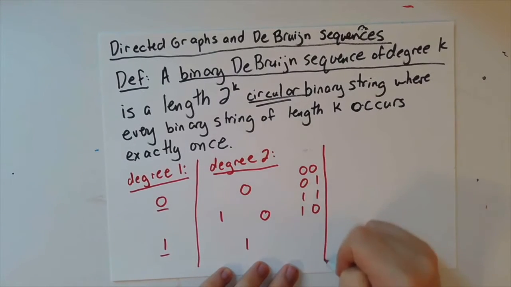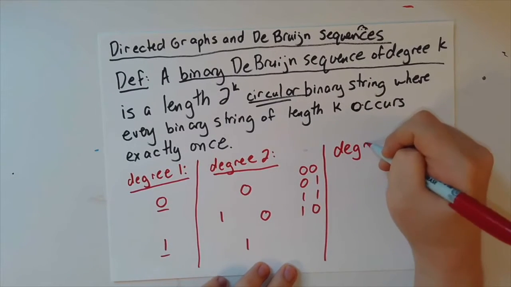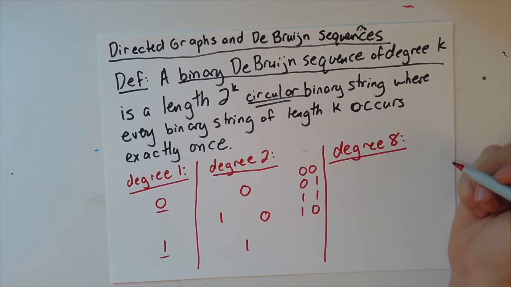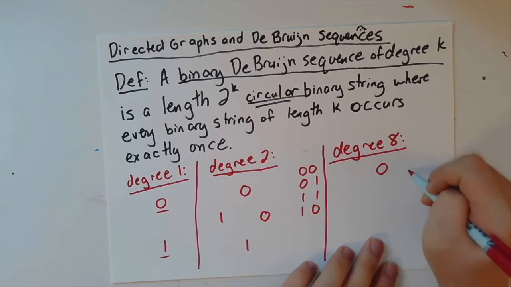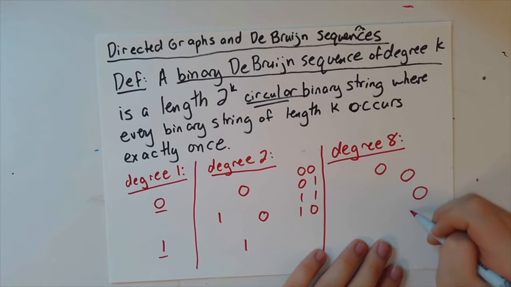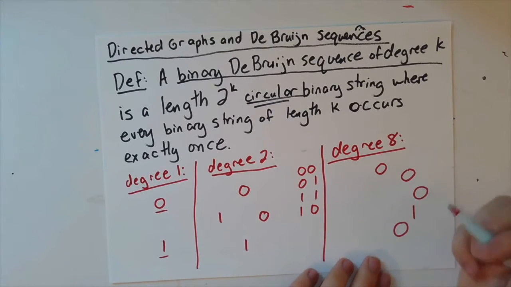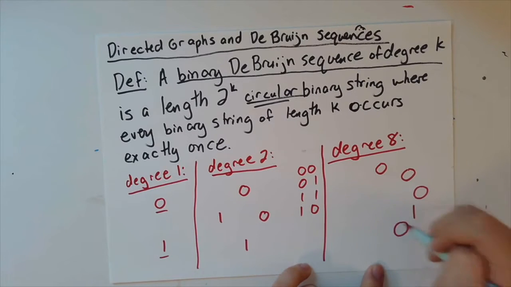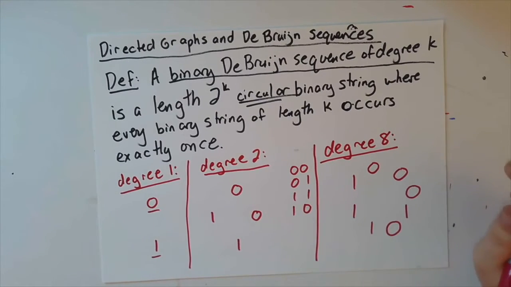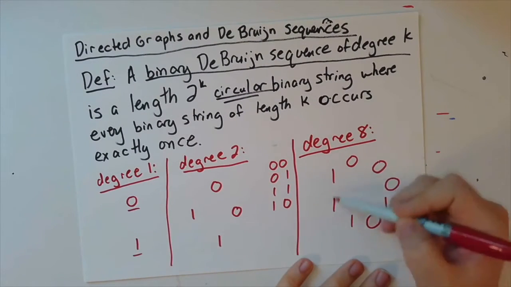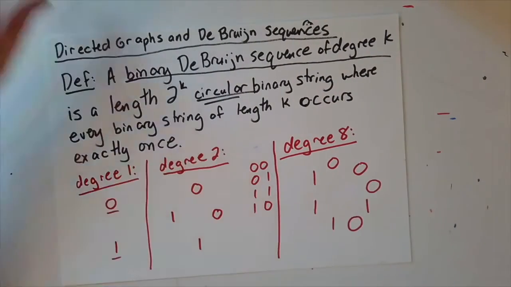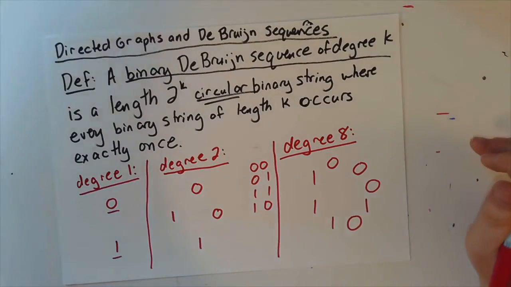If I want to do degree 3, then I can do this with 0, 0, 0, 1, 0, 1, 1, 1. So this is my length 8 string, and so if I read this off, then I'm going to read it off onto another sheet of paper.